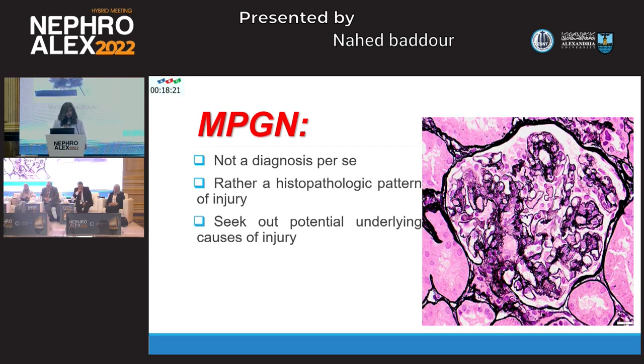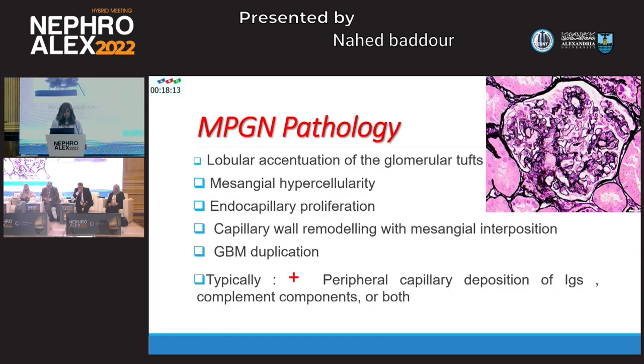Now, membranoproliferative GN is not a diagnosis. It's a pattern of injury, and we have to seek the underlying cause. So what is the typical MPGN pathology?